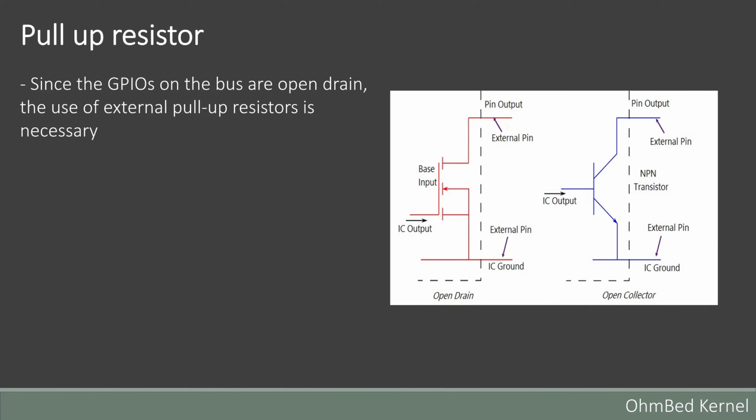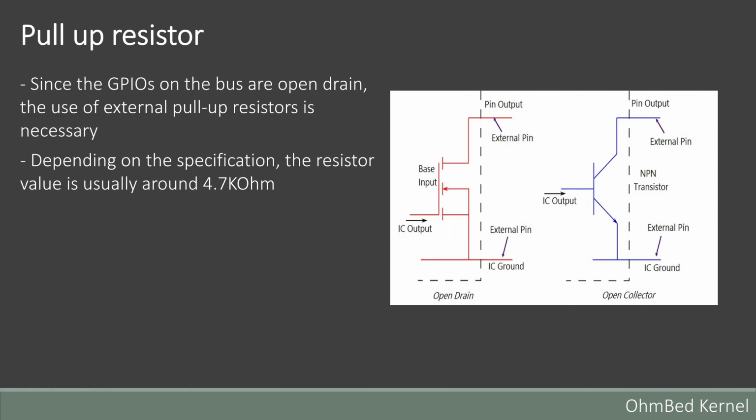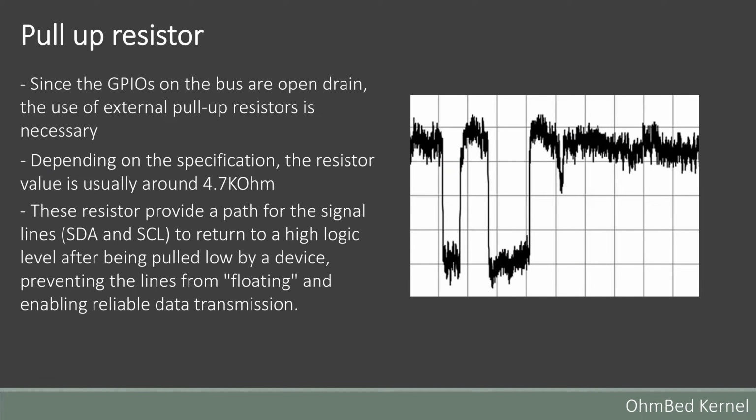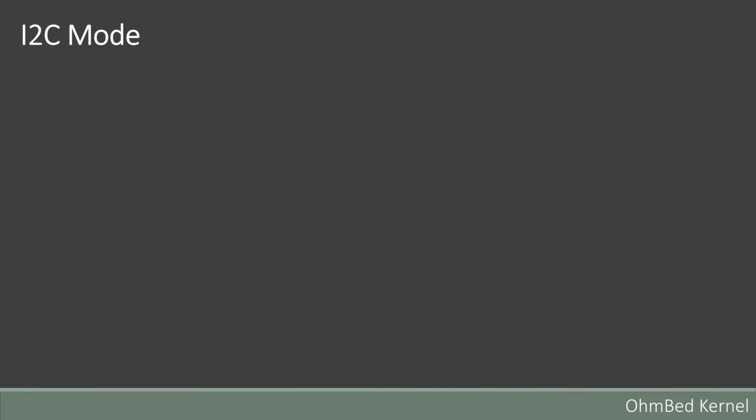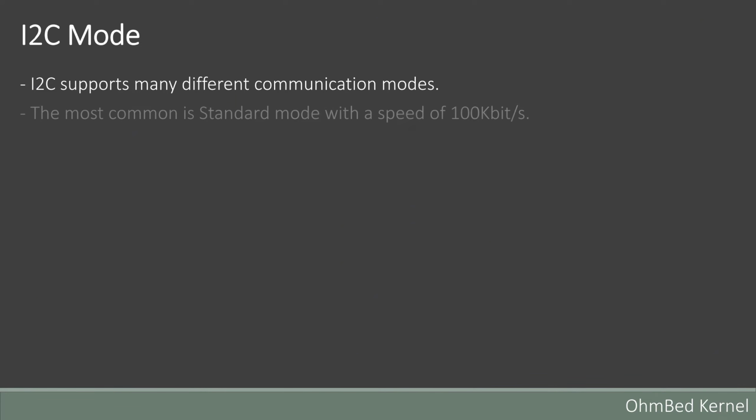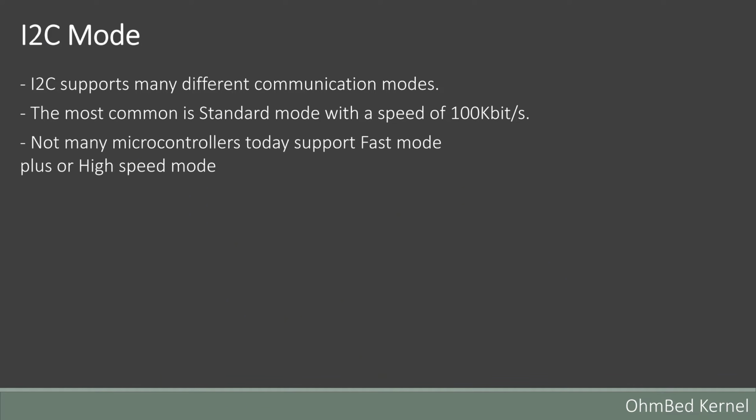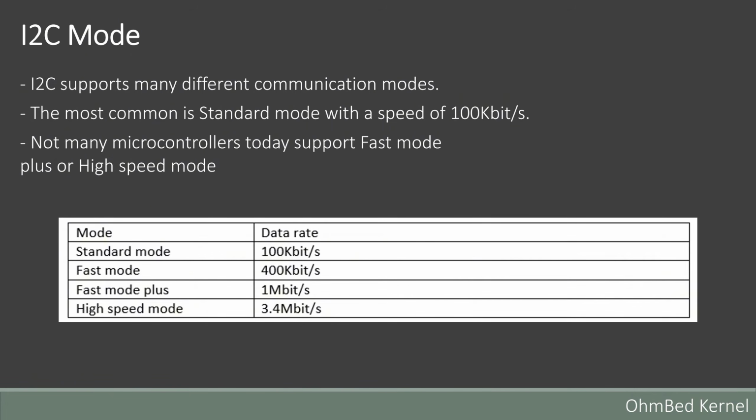This prevents conflict when multiple masters are connected. As mentioned, since GPIOs are open drain, pull-up resistors are necessary. Typically, the value is around 4.7 kilohms. They provide a path for SDA and SCL to return to high after being pulled low, preventing floating lines and ensuring reliable data transmission. I2C supports different communication modes. The most common is standard mode at 100 kbit per second. It can go up to 3.4 Mbit per second, though not many microcontrollers support such high speeds.